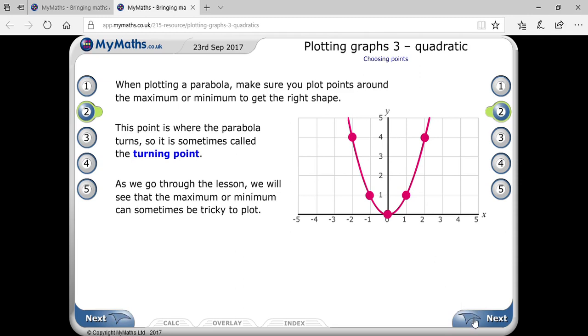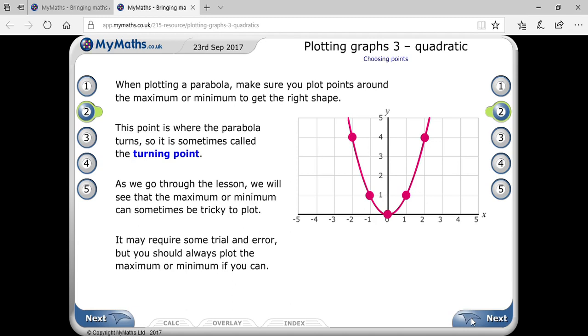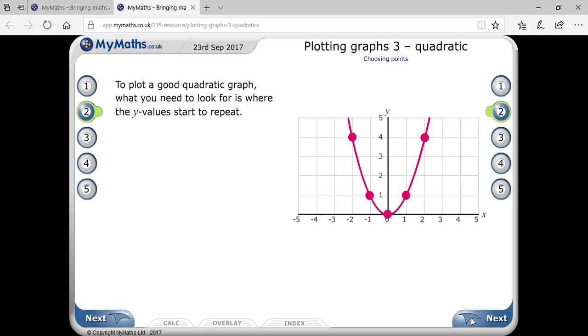Understand? Yes, sir. It may require some trial and error, but you should always plot the maximum or minimum if you can. Yes, we can draw the maximum and minimum to plot a good quadratic graph. What you need to look for is where the y values start to repeat. So they are saying that if you want to draw a good quadratic graph, you have to be very careful. You just have to see where the graph is repeating itself.